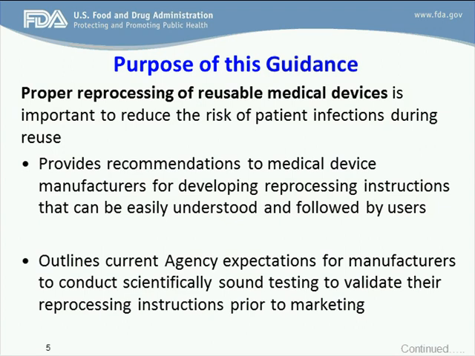This guidance document provides recommendations to medical device manufacturers for developing reprocessing instructions that can be easily understood as well as followed by users. This is to help ensure that reusable devices remain safe and effective for use on patients after reprocessing. This guidance document also outlines the agency's current recommendations to manufacturers on how to conduct scientifically sound testing to validate the reprocessing methods and instructions.